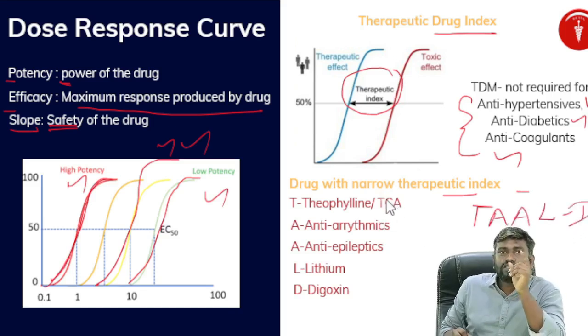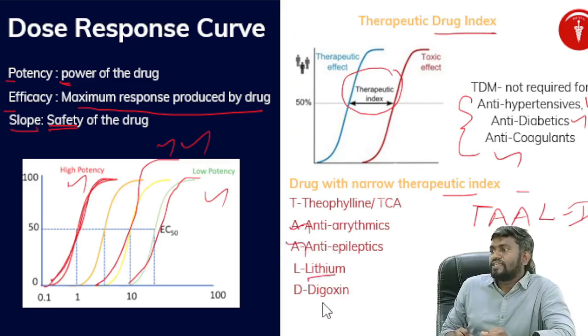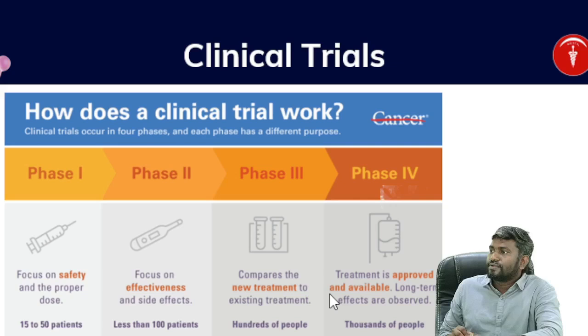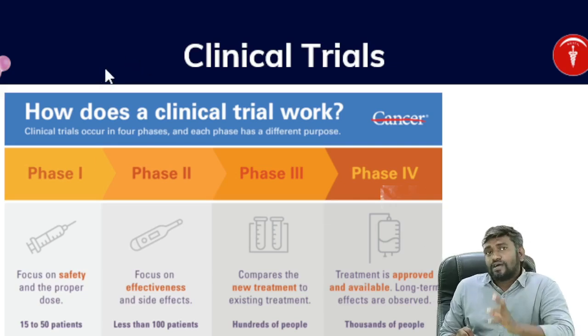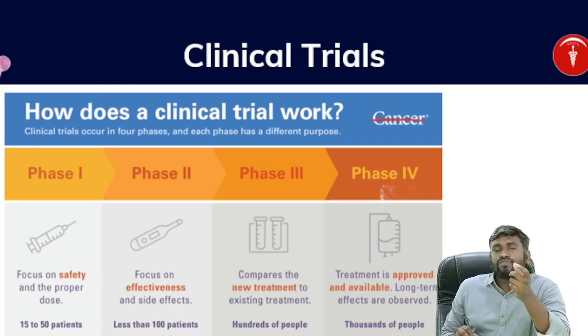First T is going to be theophylline or tricyclic antidepressants. A is going to be antiarrhythmic, another A is going to be anti-epileptics, L is for lithium, and D is for digoxin. Great. Clinical trials are also one among the hot topics for pharmacology.